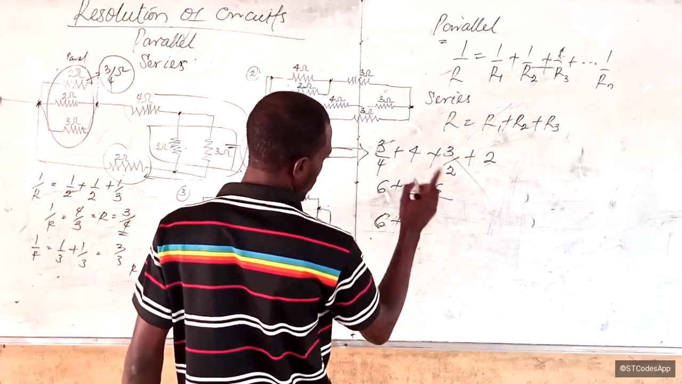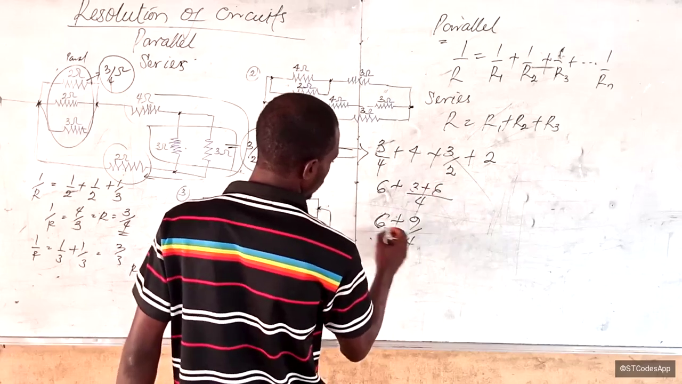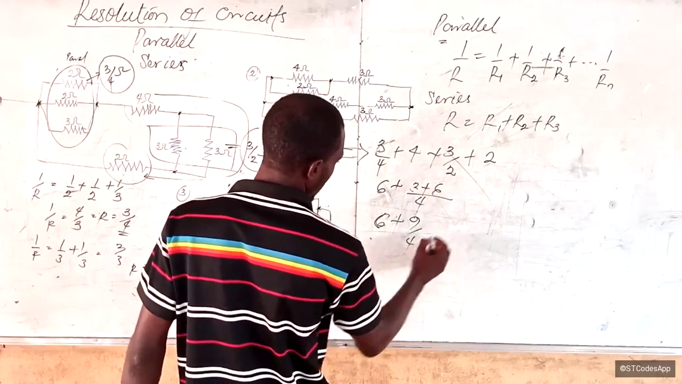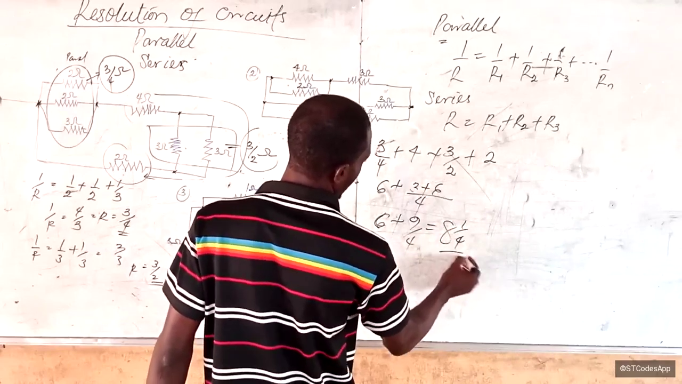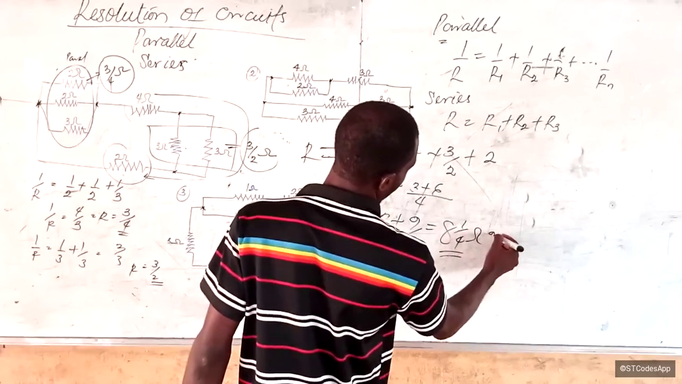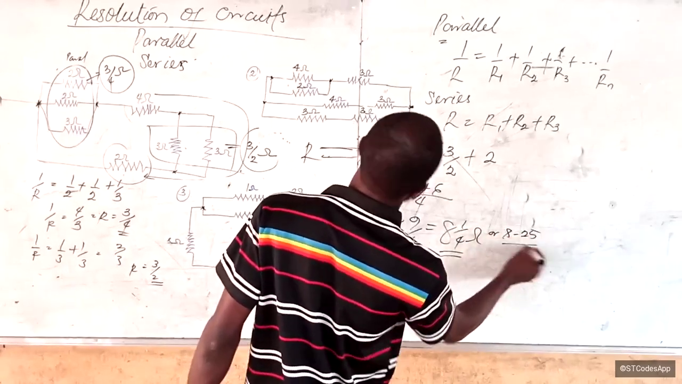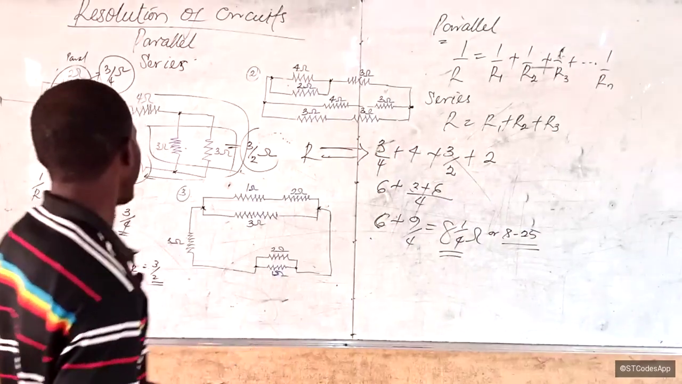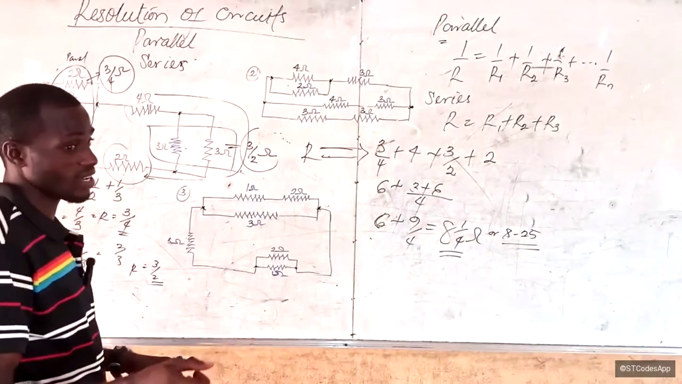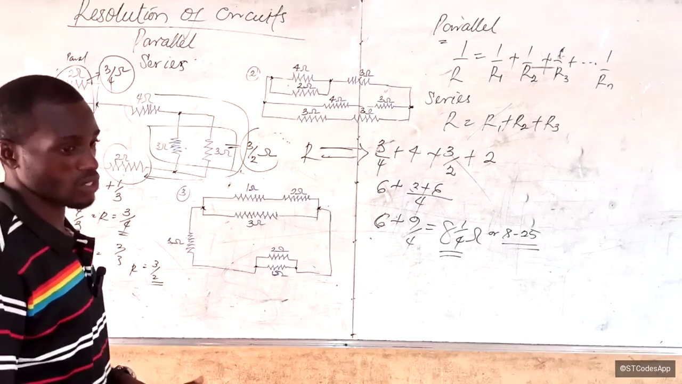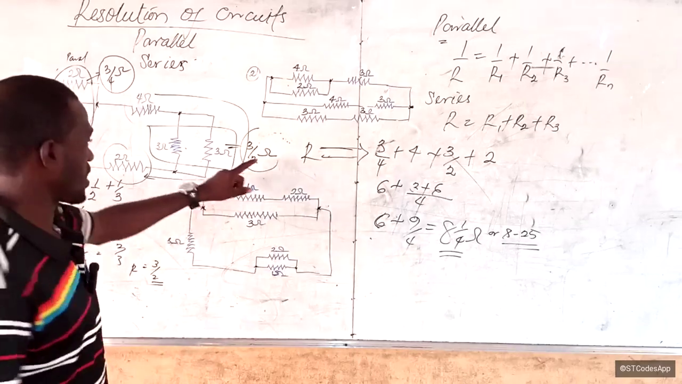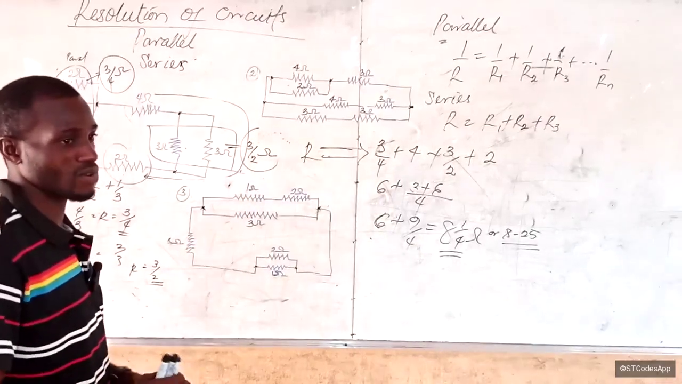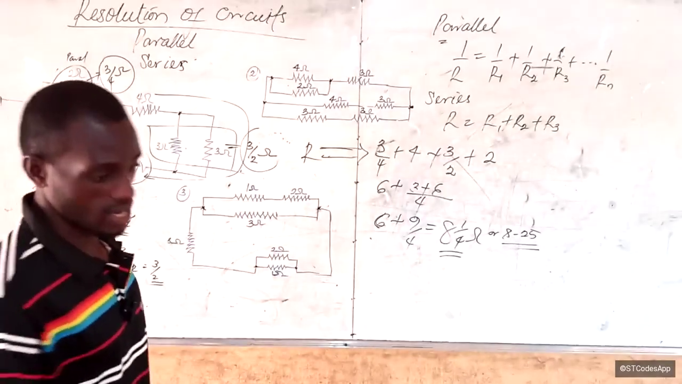So 9 over 4 is 2 remainder 1. So 6 plus 2 is 8, and 8 and 1 over 4 ohms, or you can say 8.25. Do you understand? You see, I didn't change anything here. Did you see your mistake now? What did you get? Your mistake was here. You did 0.5, 1.5. Check.